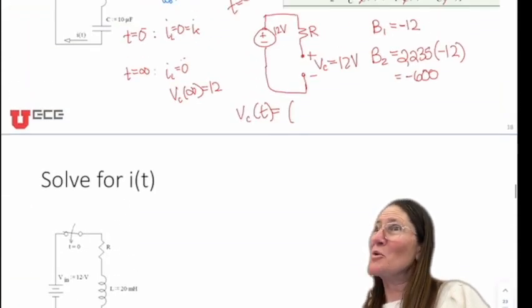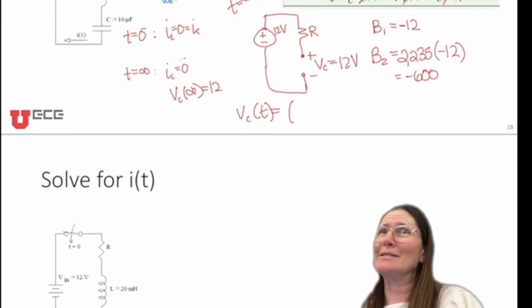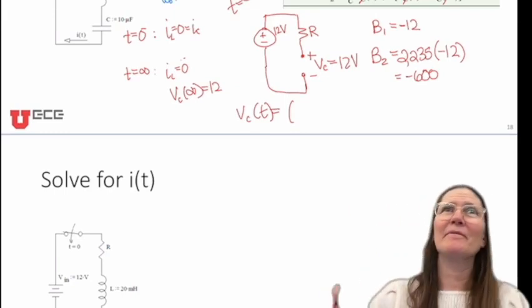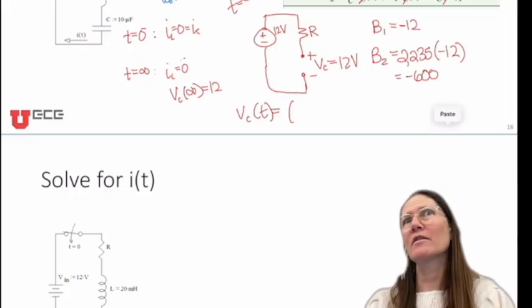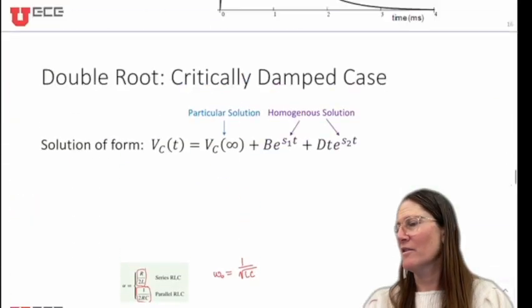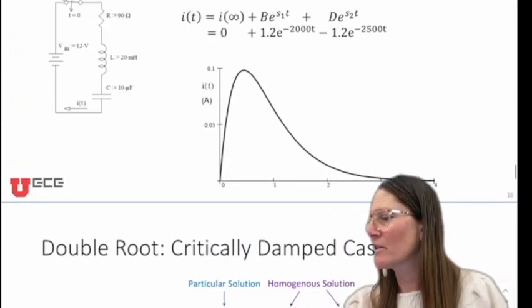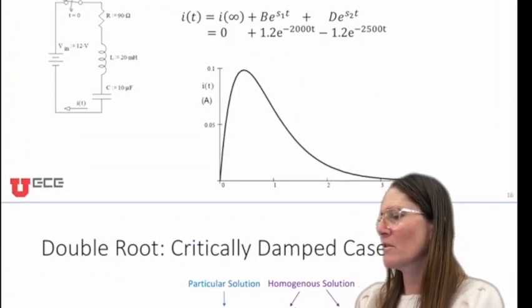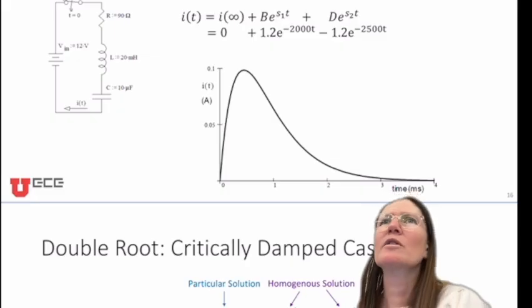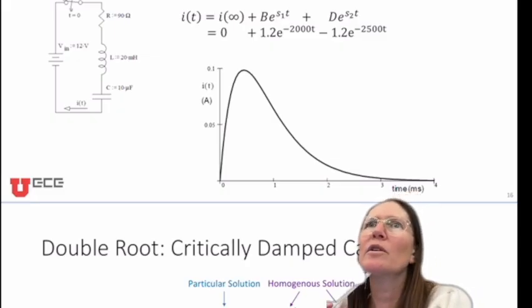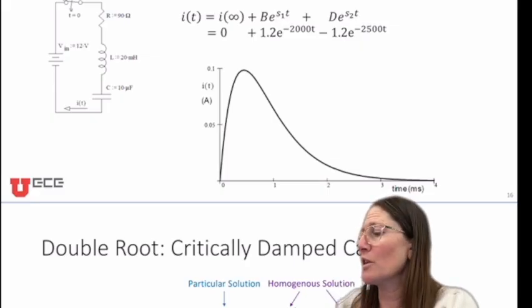Okay, questions though about the process? Yes. How does it differ for IT? Because the original equation we solved for underdamped, we did IT. We only have the formula for VT. How does it change? Is there a separate table for solving for the current? Because that table's only for voltage. Correct.